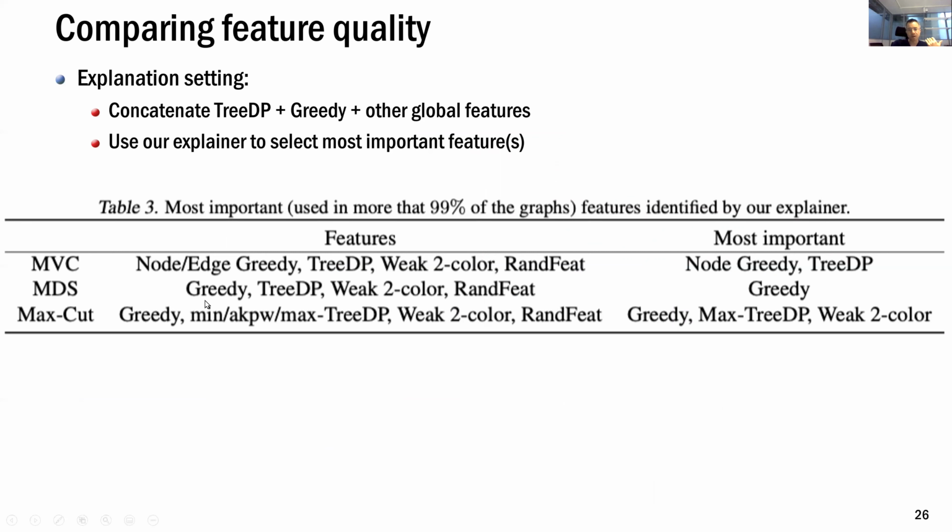For instance, in maximum cut, we have augmented with different types of node and edge greedy solutions, the tree dynamic programming, the coloring, and a random feature. What we find is that node greedy is much more important than edge greedy. So which kind of augmented feature is important depends on the type of problem. It's going to be different for different problems, and this explainer model is able to pick out and tell you what kind of feature is important.